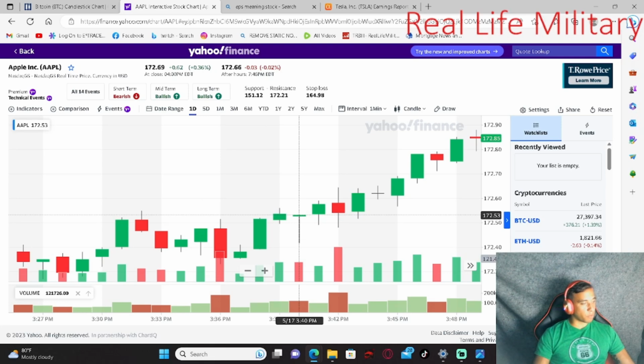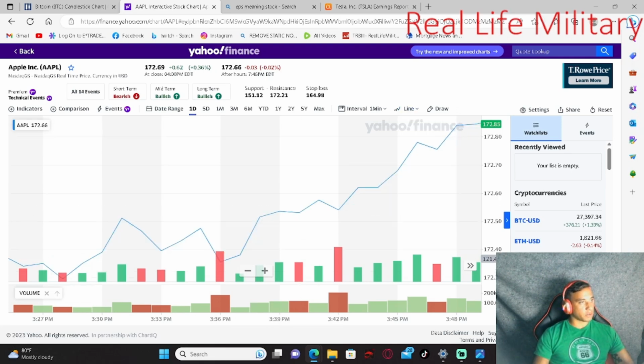But with these wicks, like with the line, look, I'll change it to the line right now, and you can't see the actual action that's happening. So you're just like, oh, okay, it went up, it went down, it went up, it went down, went up a little bit, up a little more. You don't know what's happening.